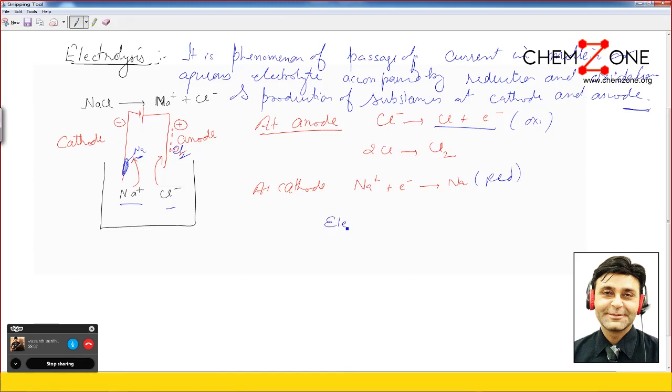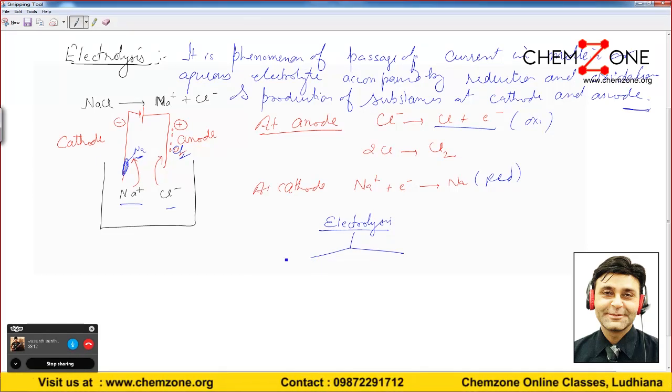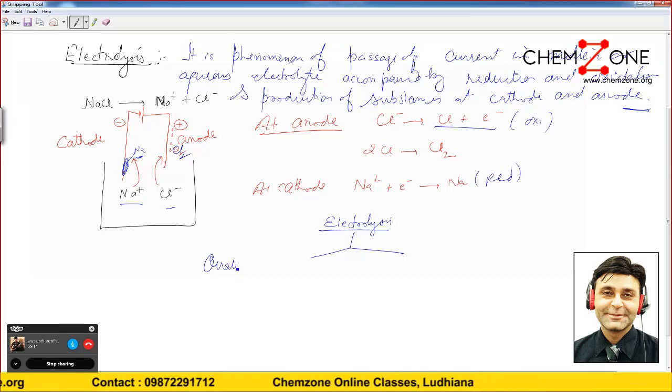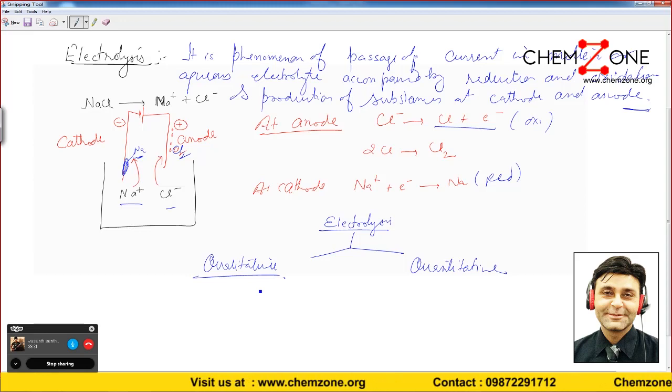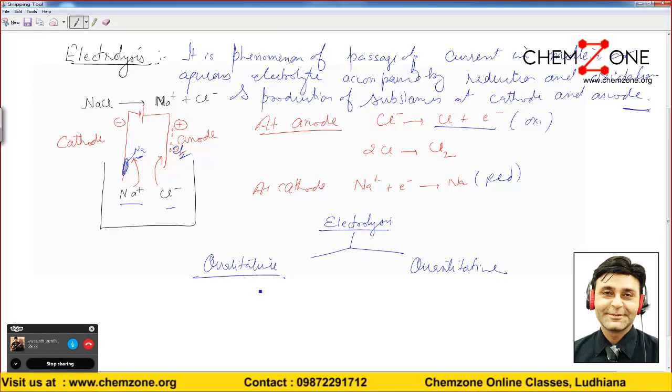Now, this electrolysis is of two types. We will discuss electrolysis in two different categories here. One we will discuss as qualitative. Other we will discuss as quantitative. In the qualitative, we will discuss what products will be formed at cathode and anode. And in quantitative, we will discuss how much it will be produced. Right? How much it will be produced.